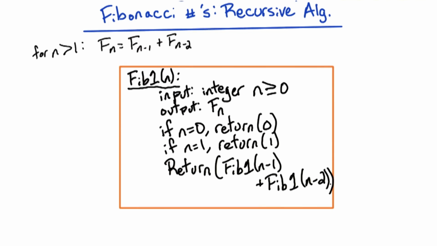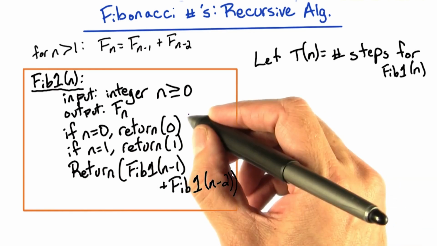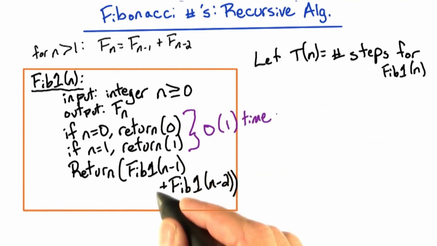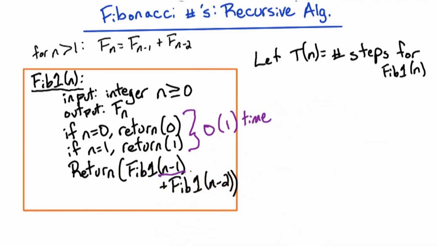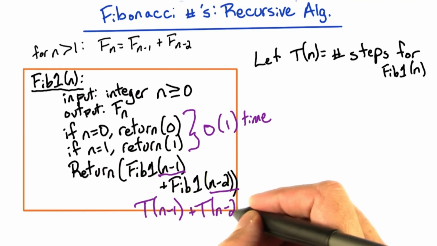Now let's take a look at the running time of our algorithm. To analyze the running time, let's create a function T(n), which denotes the number of steps of our algorithm on an input of size n. We have our two base cases first. Those each take O(1) time. And then we have our two recursive calls, one of size n minus 1 and one of size n minus 2. Those take time T(n-1) plus T(n-2).